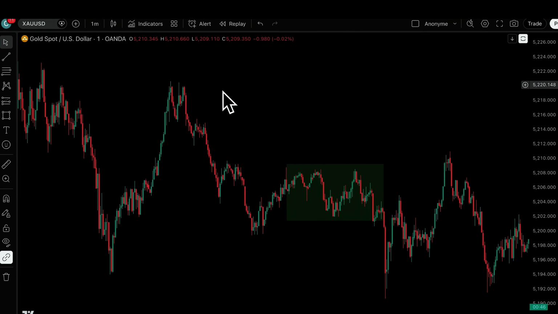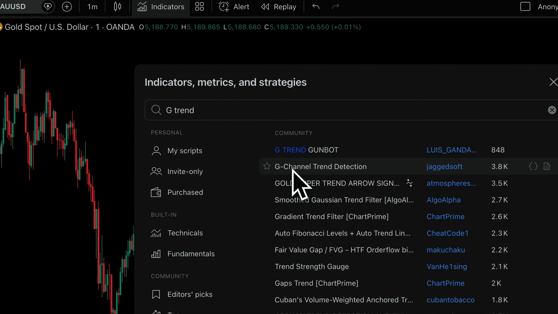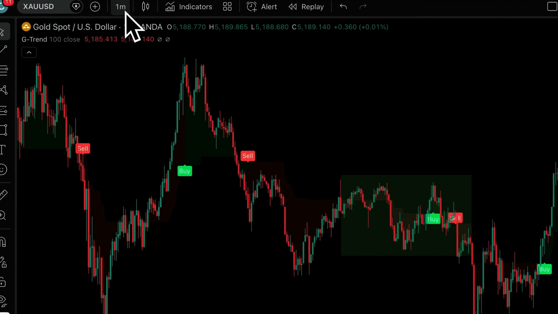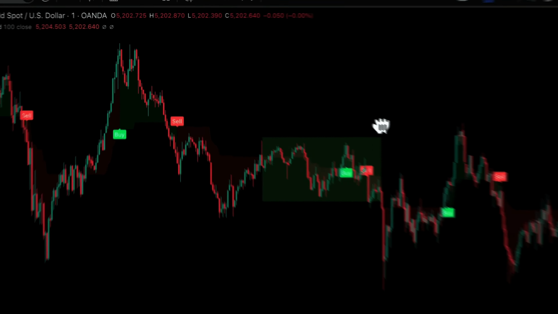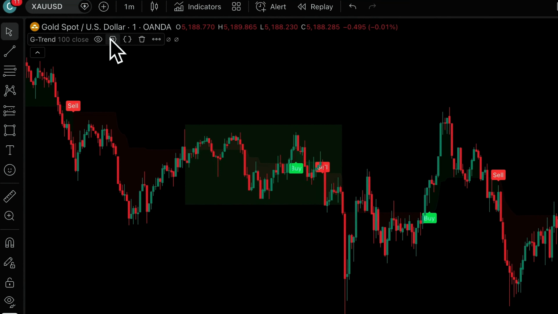First step, we're going to add the technical indicator. We're going to type it in, select this one, and there you go. It's on the chart. I use this indicator on the 1-minute time frame for gold, but you can use it on any financial market.